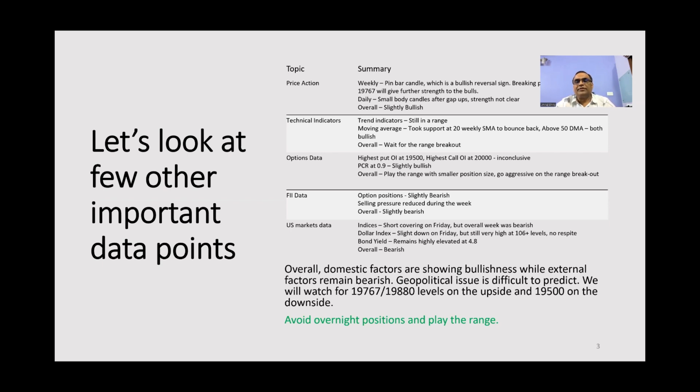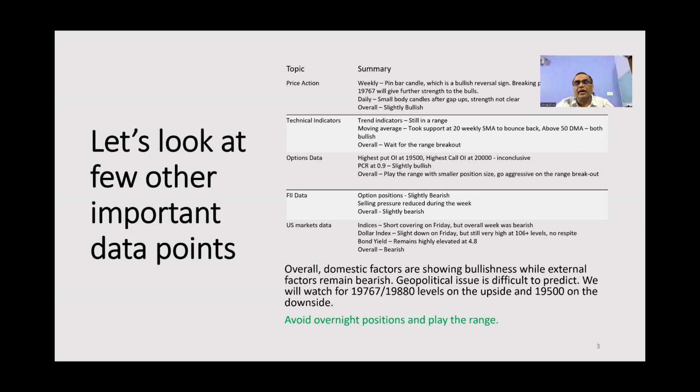If we come to the options data, we see that there's a good amount of put writing that happened on Friday, both at 19,600 and 19,500. If you look at the overall put, we still have the highest open interest at 19,500. Call is pretty far. Call highest open interest is at 20,000, which means that market participants are expecting some sort of a bullish action in the coming week. PCR is at 0.9, which is slightly bullish. Again, overall, right now we will keep the position size small and wait for the range to break out before going more aggressive.